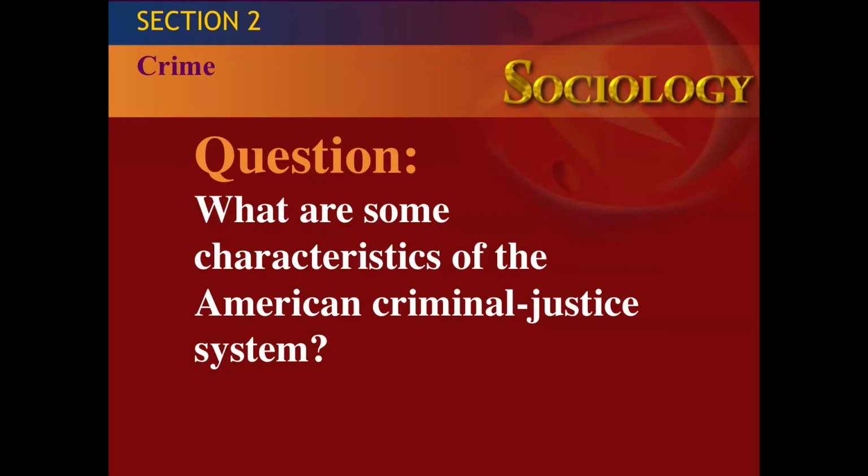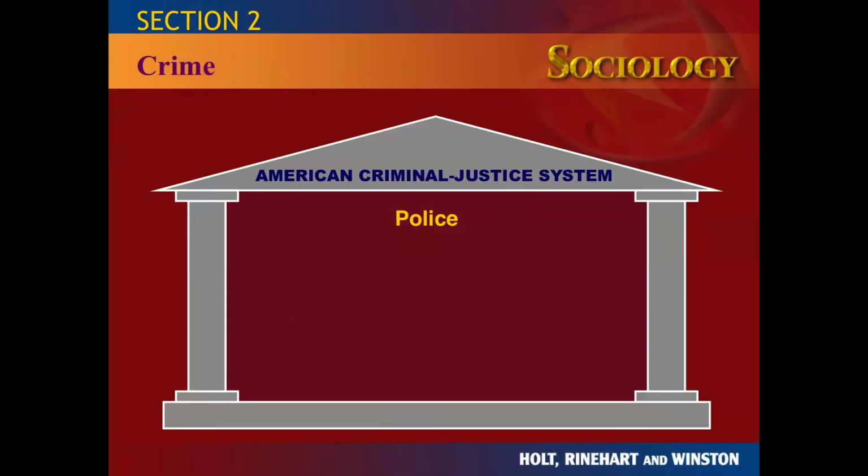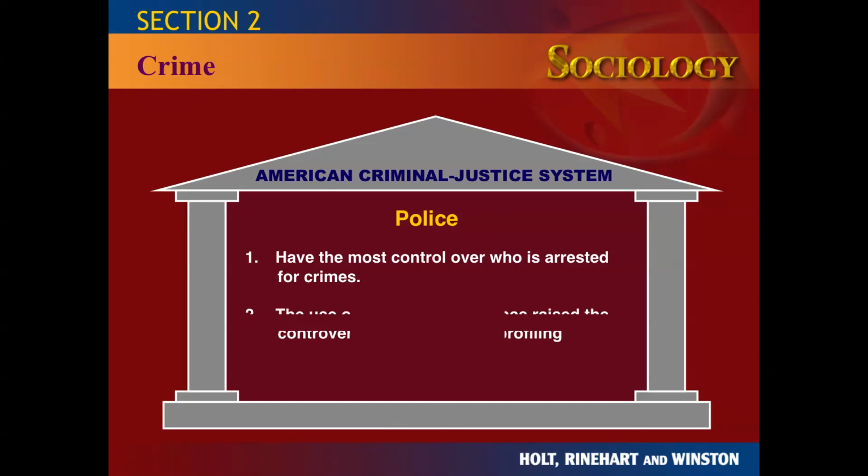Question: what are some characteristics of the American criminal justice system? Well, some of the characteristics would be the police. And the police basically have the most control over who is arrested for crimes. The use of police discretion has raised the controversial issue of racial profiling.